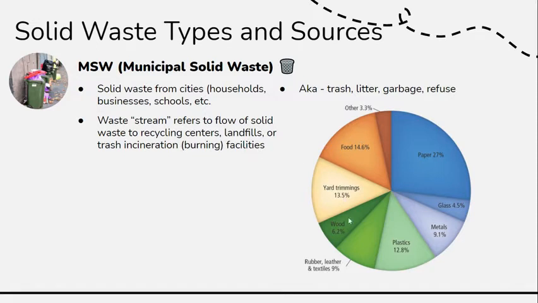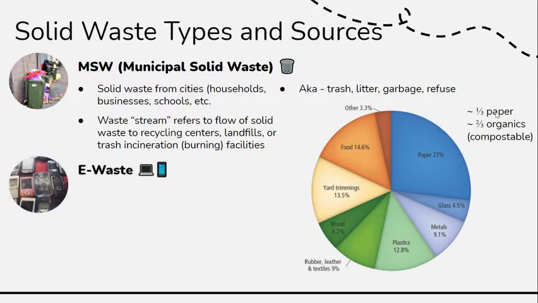And you'll often see charts like this, which include the percentage of solid waste, trash, refuse, all that. Okay, so here 27% of waste is paper. We have wood, yard trimmings, food, other plastics, metals, and glass. Roughly a third of this is paper, two-thirds of this is organics, which is compostable, which can be good.